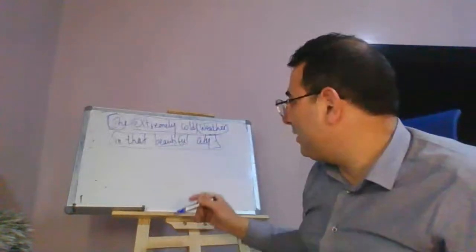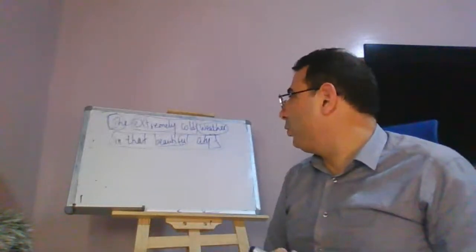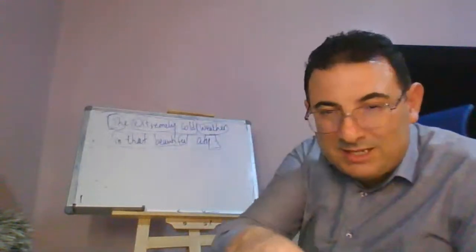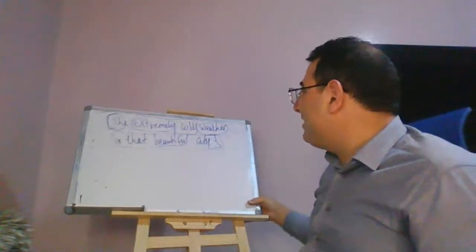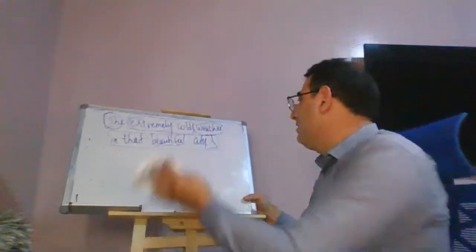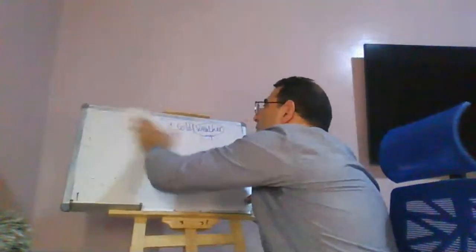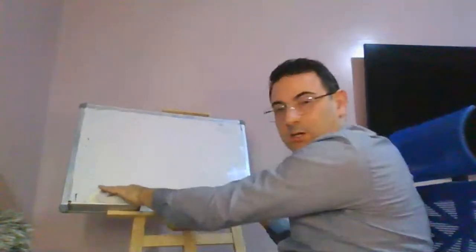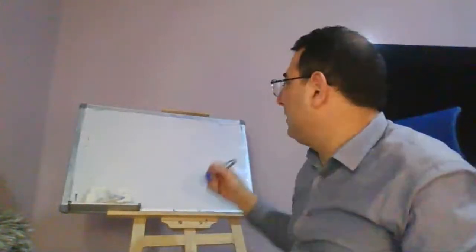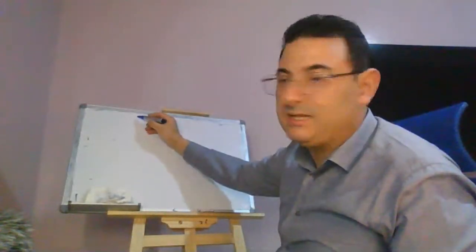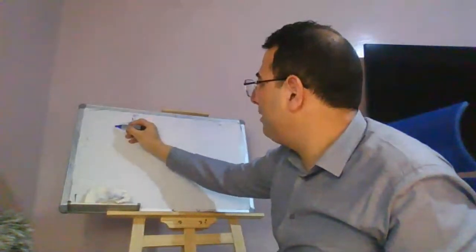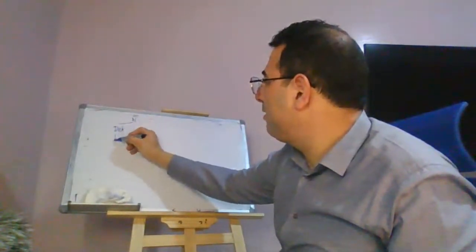So let's draw a tree diagram. The extremely cold weather in that beautiful city. Someone write the sentence here. Okay. So I have an N double bar. We have a determiner.